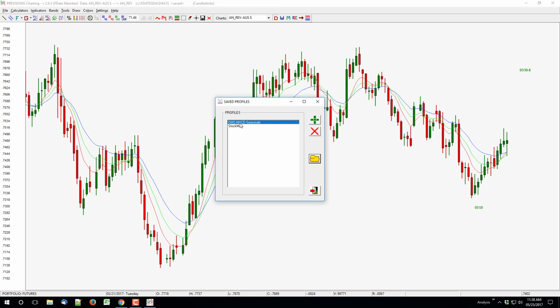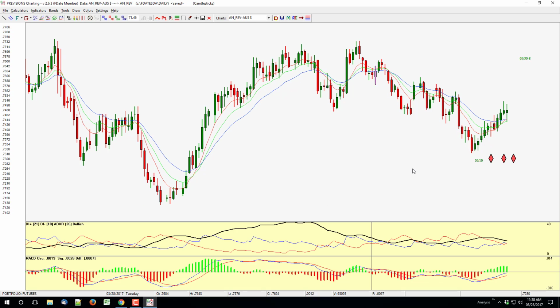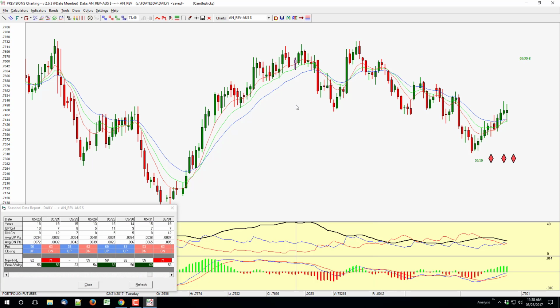I have one that I've named the DMS MACD Seasonals, and another one I call Stock Mac. These are just hints to me to let me know what I can expect by opening them. And I'm just going to go ahead and open the top one here. That's the one I use the most. And you can see that automatically it starts to populate my chart with certain tools that I use. One would be the F-date indicators right here, the seasonal data report that you see over here. Also, I have the DMS and the MACD.